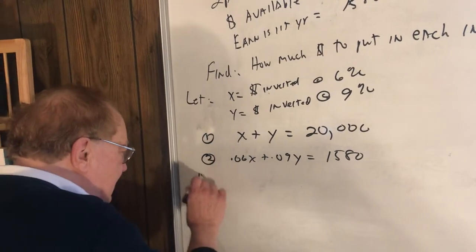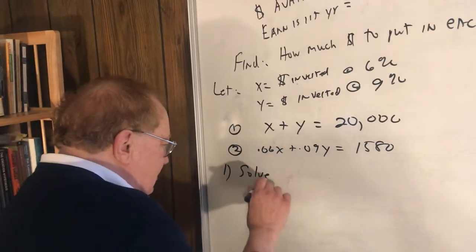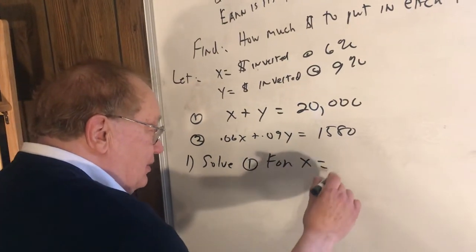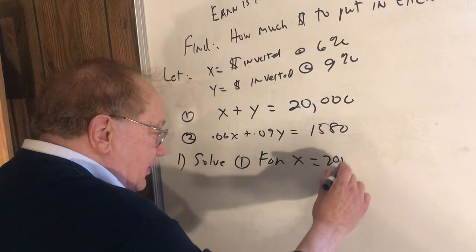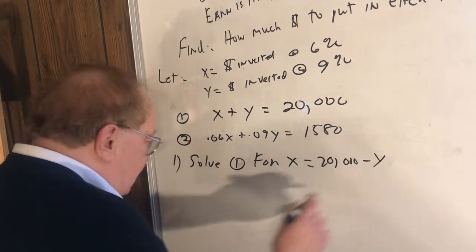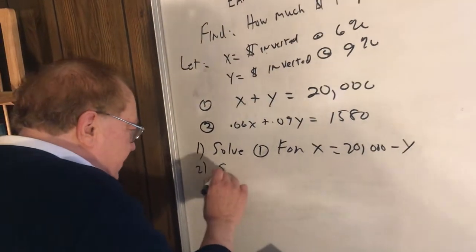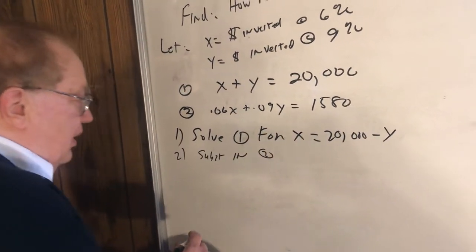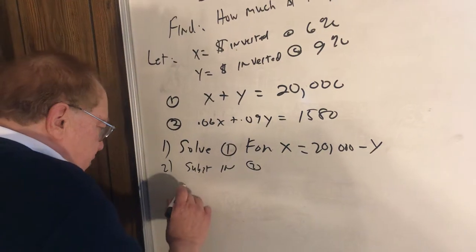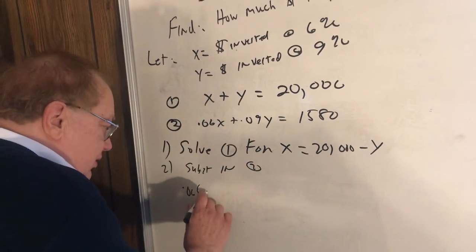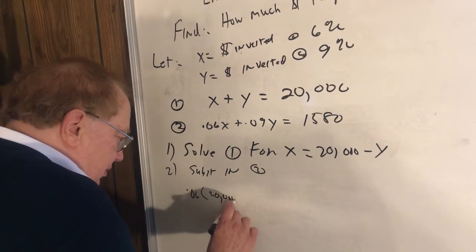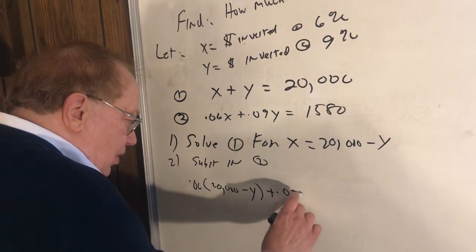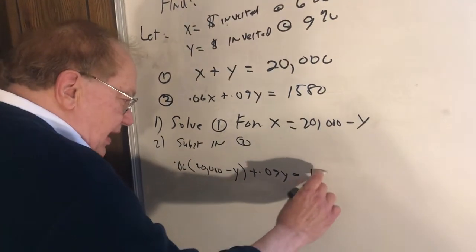Okay, so let's solve this. The first thing is solve equation 1 for x, since that's what I did here. That's going to equal 20,000 minus y. Second step, substitute in equation 2: 0.06 times (20,000 minus y) plus 0.09y equals 1580.